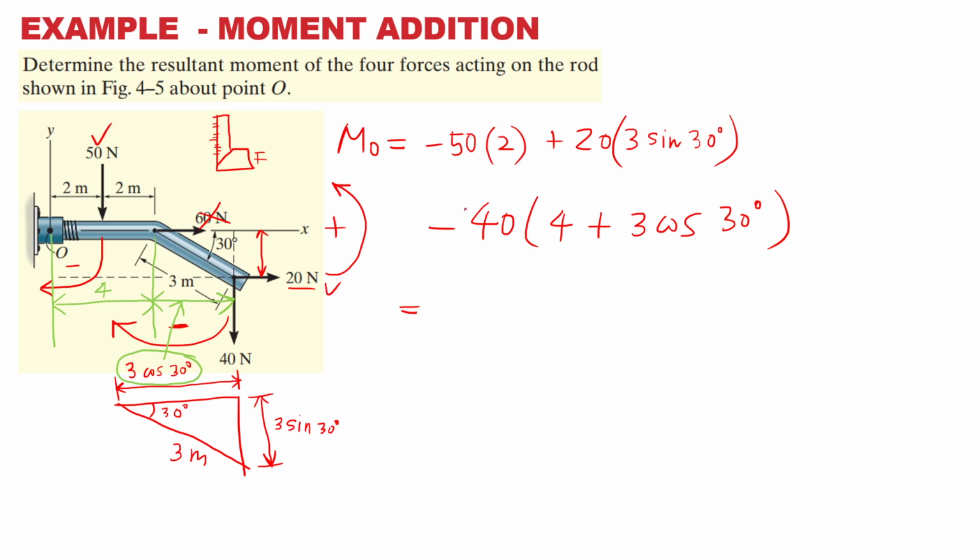Okay, let's do this properly. Negatif 50 kali 2. Negatif 100. Campur 20 kali 3 sin 30. Sin 30 0.5. 1.5. Tolak 40 kali. Punch in your calculator. 3 cos 30 campur 4, which is 6.59. 6.59. There you go.